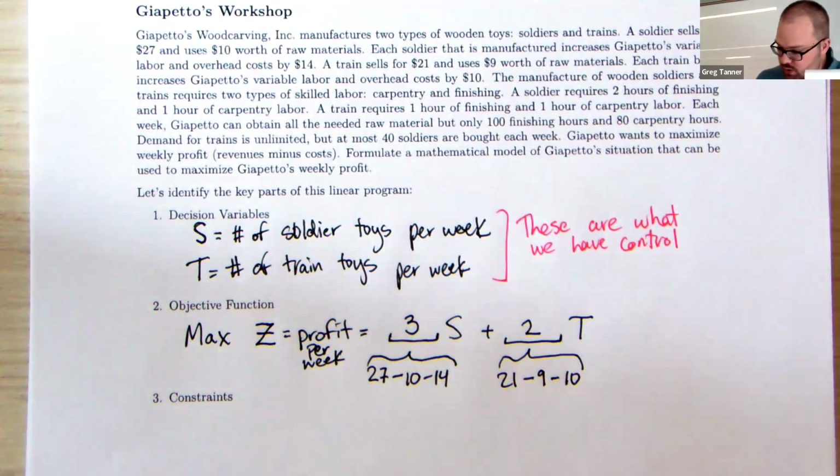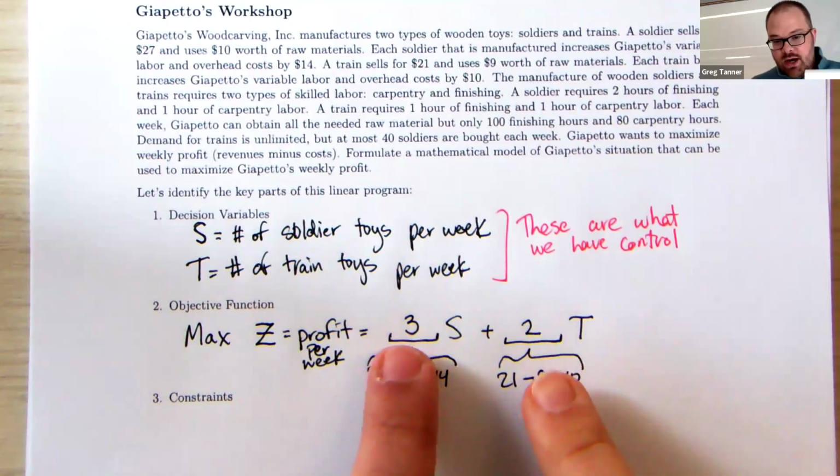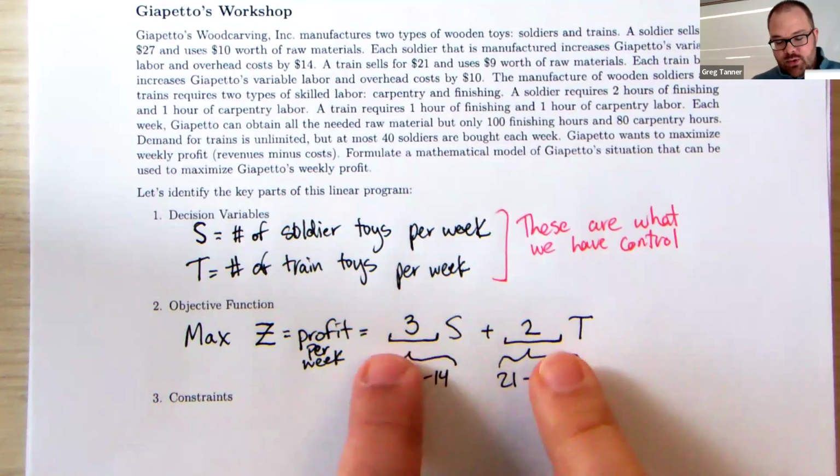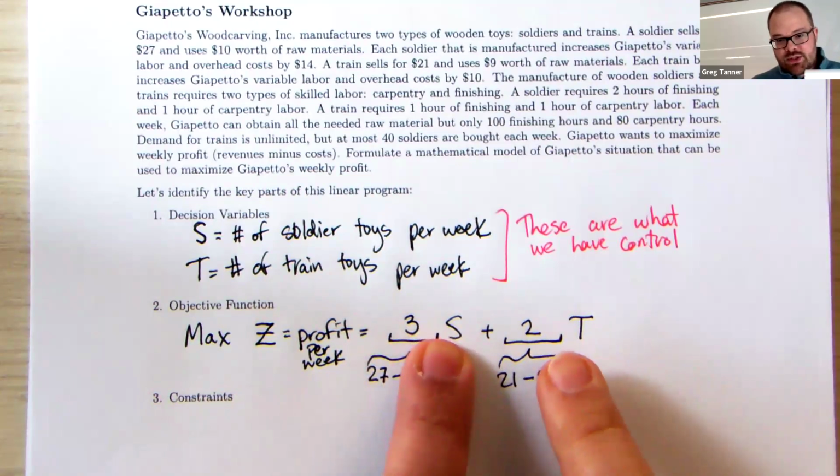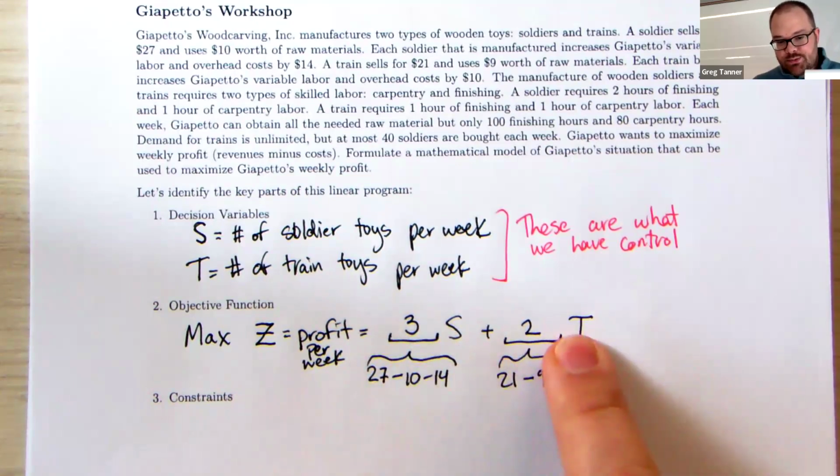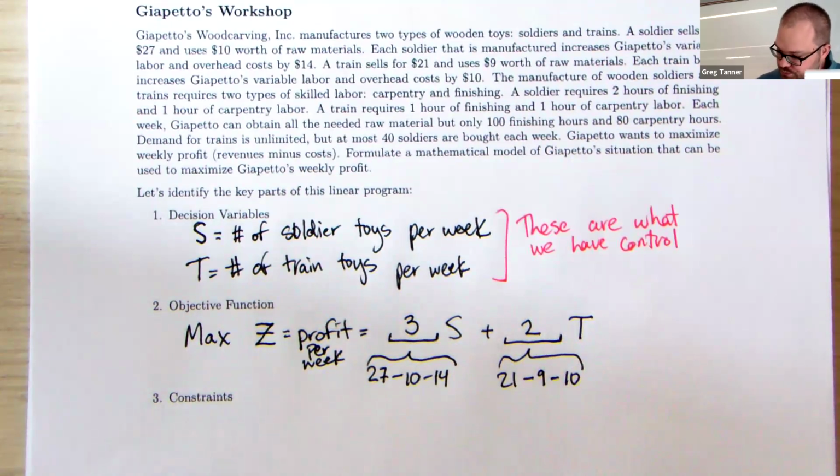Okay, and so our objective is what we call a linear combination of our decision variables, which means that we have a constant times our first decision variable plus a constant times our second decision variable.